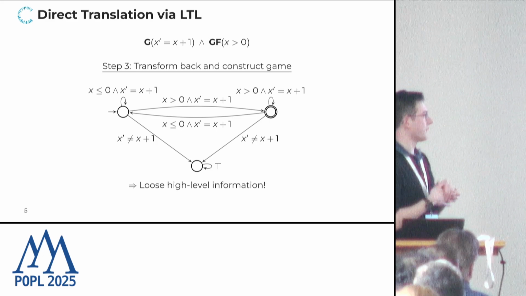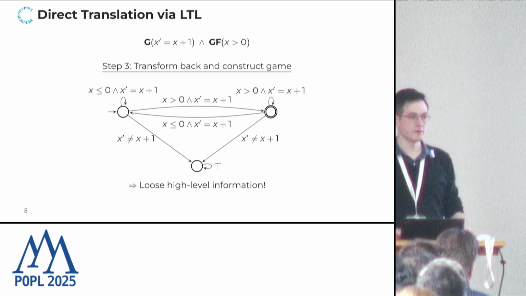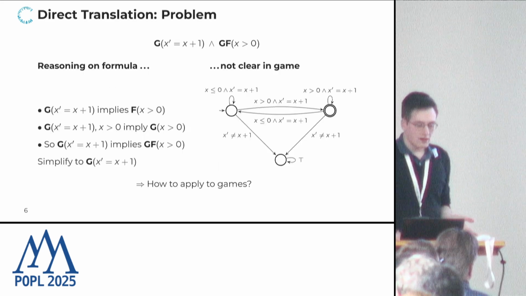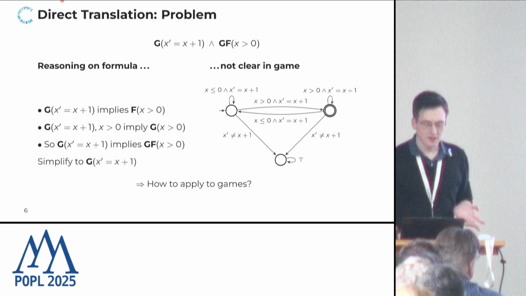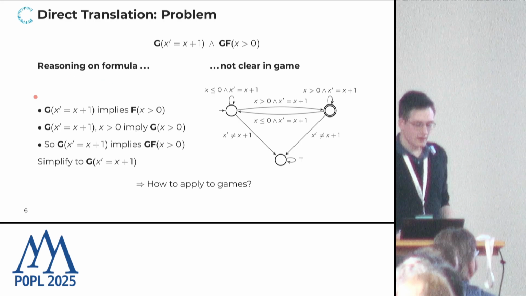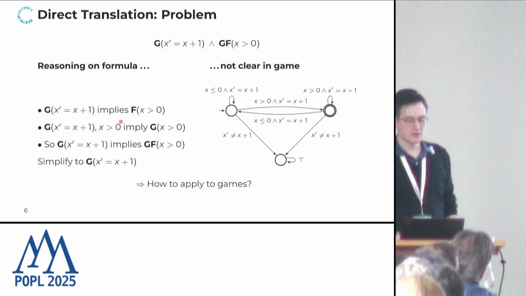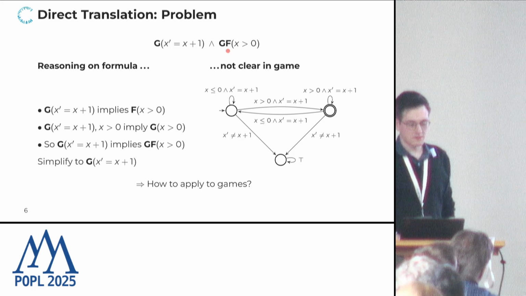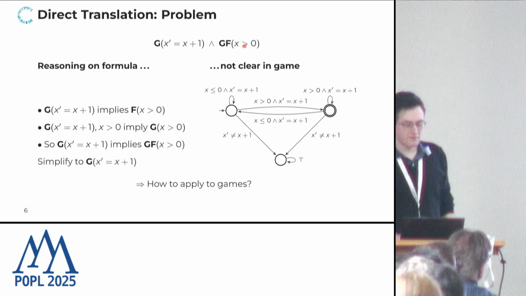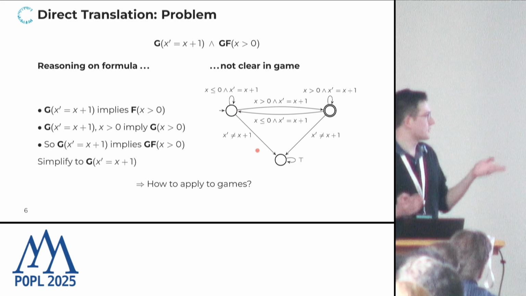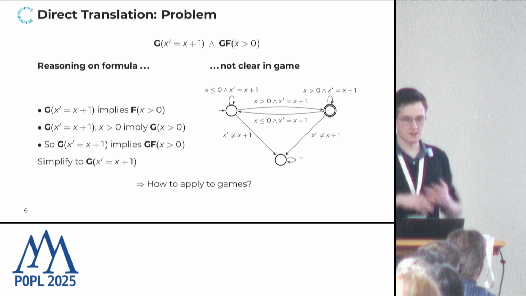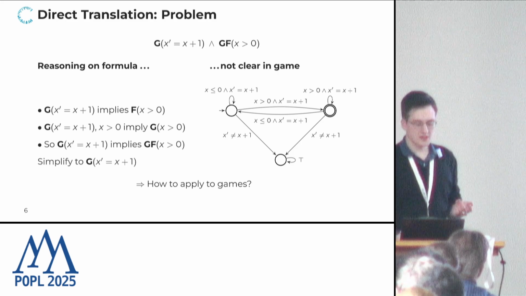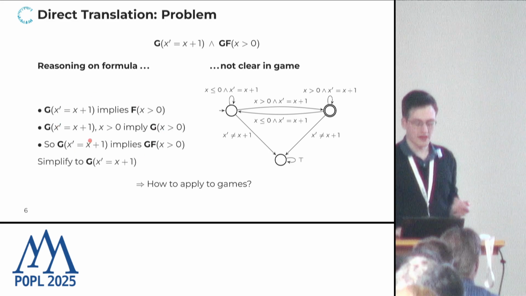Now I claim that during this translation process, we have actually lost some information. Why is that? If you just look at this formula, this is somewhat redundant. Why? If we always increment x, then at some point x will be greater than 0, and once it is greater than 0, it will always stay greater than 0. So it will also be infinitely often greater than 0. In some sense, we could drop this right-hand part. I think this is fairly obvious in this formula, but I claim it's not very clear in this game. And this is still a simple example; if you get to something more complex, it might be even less clear. So the question is now, how can we apply this reasoning to games?